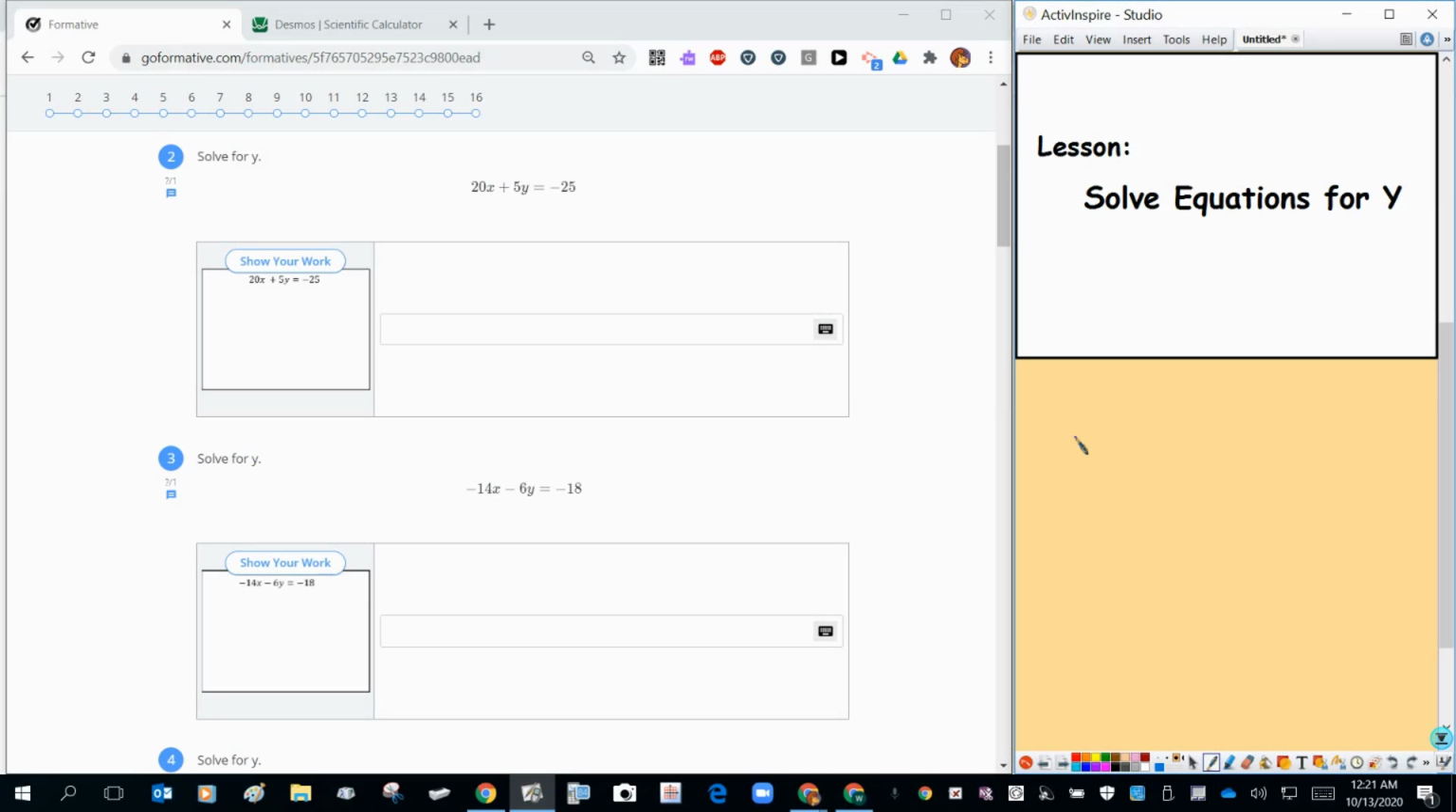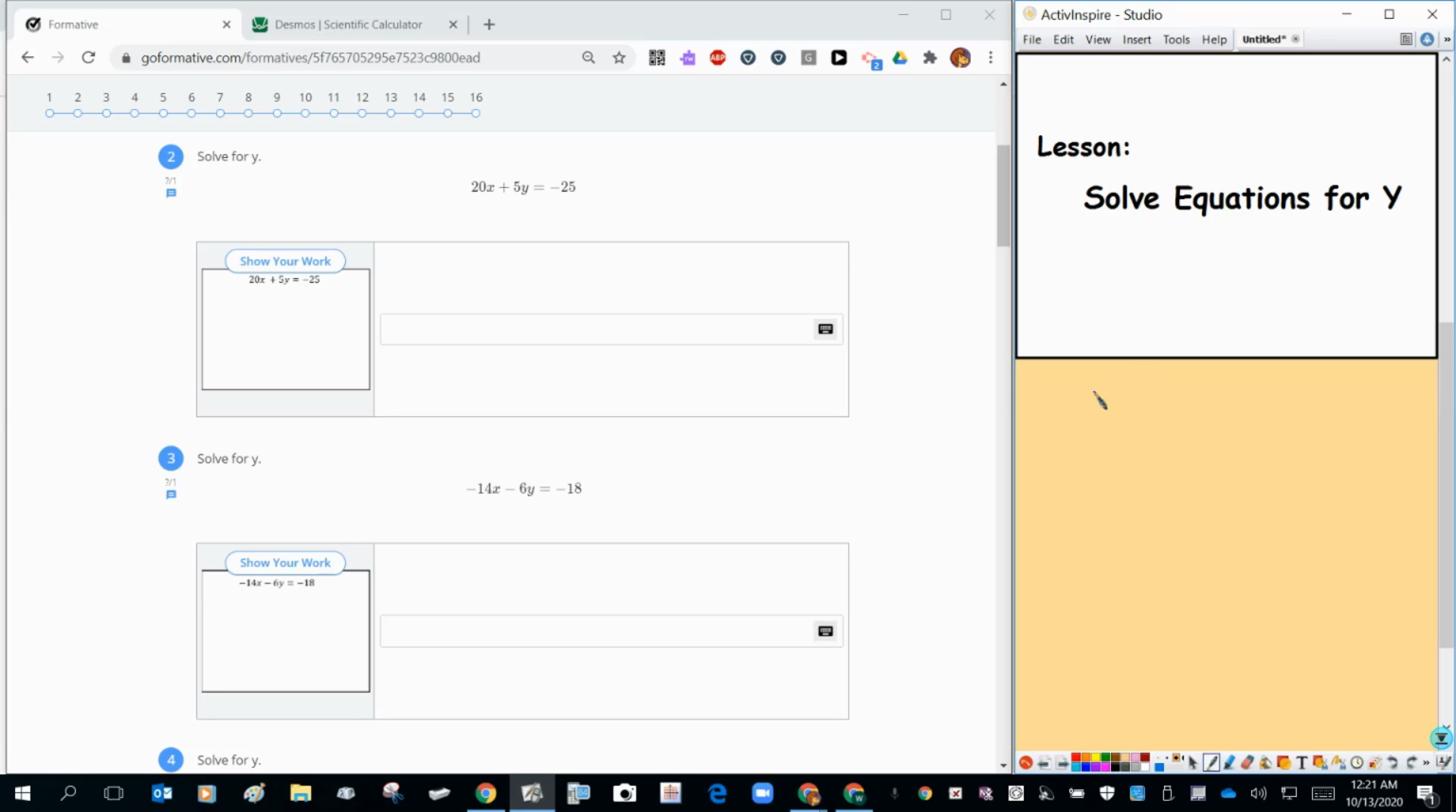When we solve equations for y, the goal is to get the y alone on the left side. So in order to show this, I'm going to solve three problems from your assignment. You should copy in your notebook and then pass the information to your Goal Formative assignment. So let's go ahead and get started.